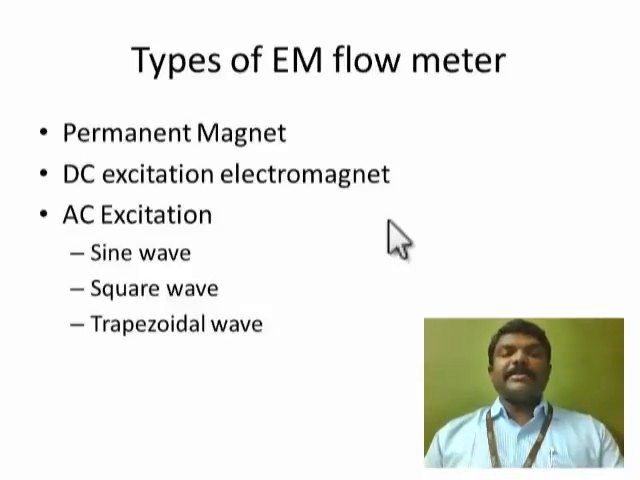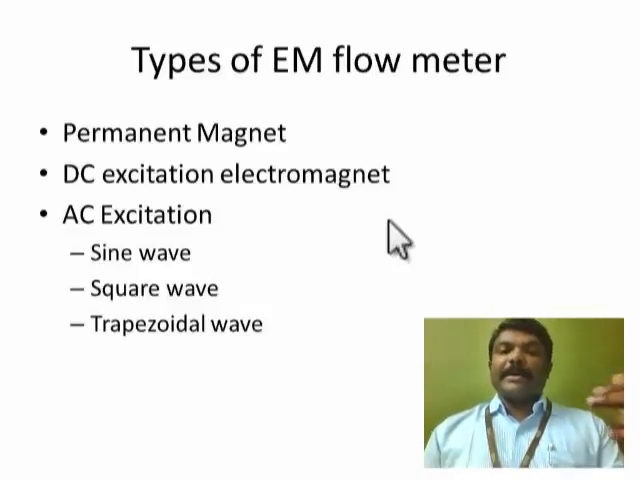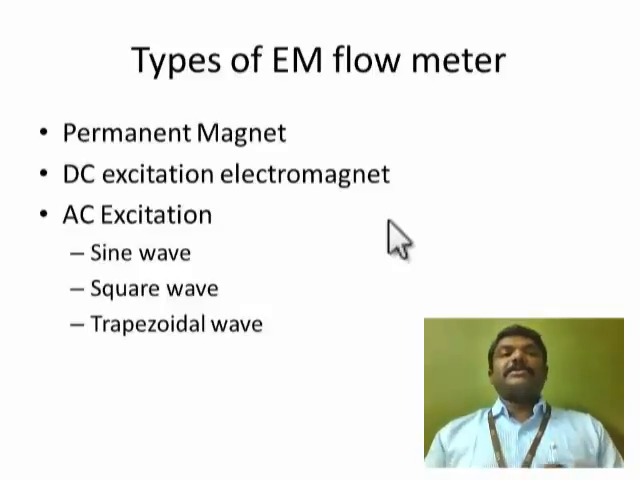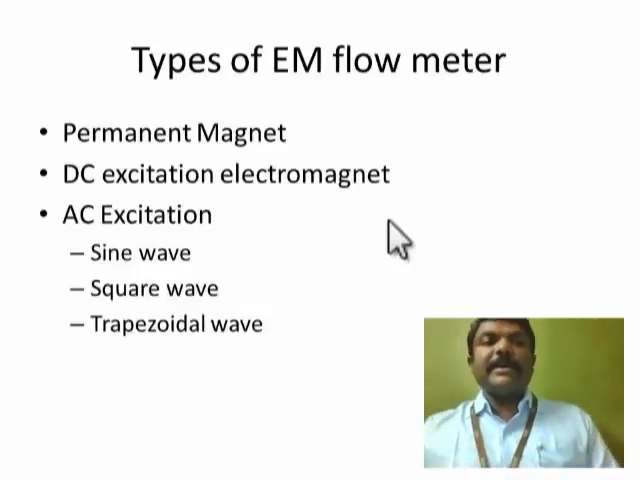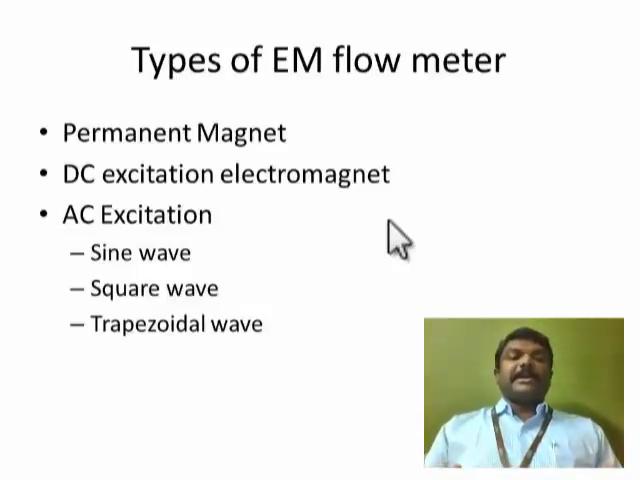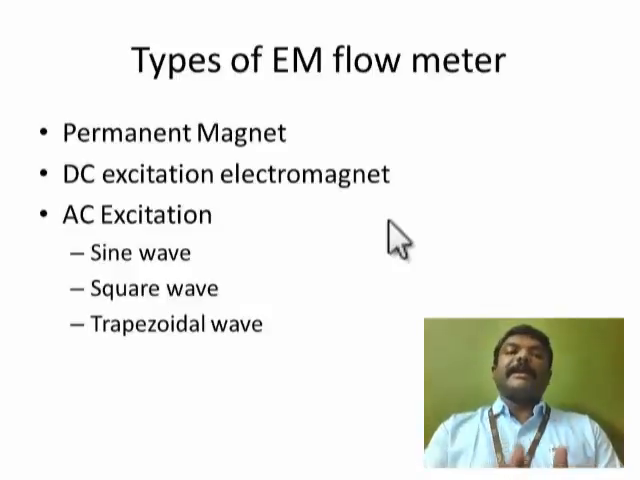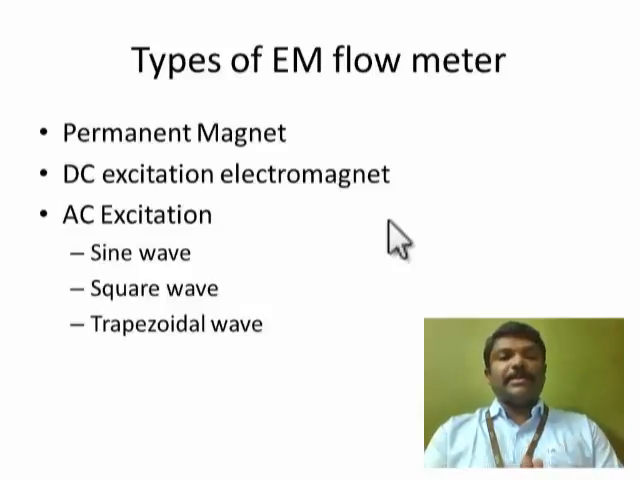In the DC electromagnet, there is a process called polarization, and this polarization will disturb the induced EMF, and the electrodes used to capture the induced EMF will get polarized. So again, DC excitation is not a suitable method for blood flow measurement. So the only option is AC excitation.